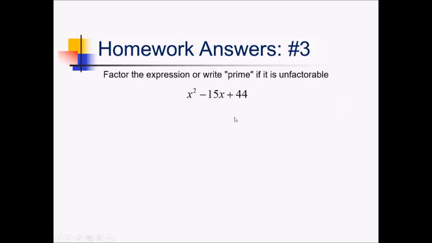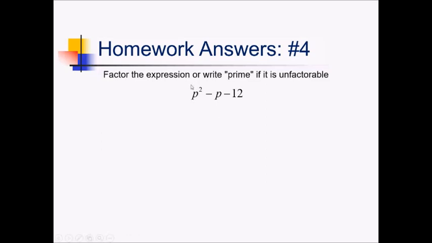To factor this expression, we need factors of 44 that add up to negative 15. Now, since 44 is positive, that means both factors are the same sign, both negative since they add up to a negative. So things that multiply to 44, we've got 1 and 44. That's not going to add up to 15. 2 and 22 also fails. 4 and 11 is going to work. If we have (x - 4)(x - 11), that's going to add up to negative 15 and multiply to positive 44.